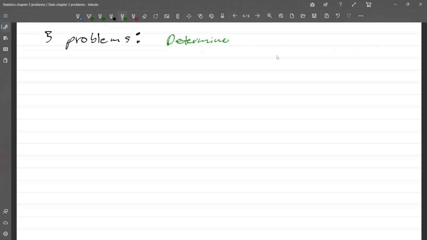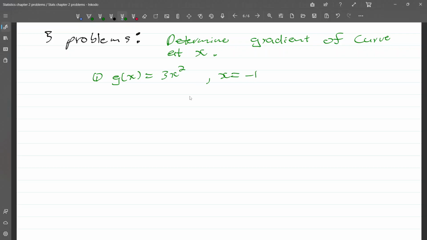So 3 problems. Determine the gradient of the curve at x. Number 1, our first curve is 3x squared and x is equal to -1. Number 2, our curve is 2x squared minus 5x and our x is equal to 2.